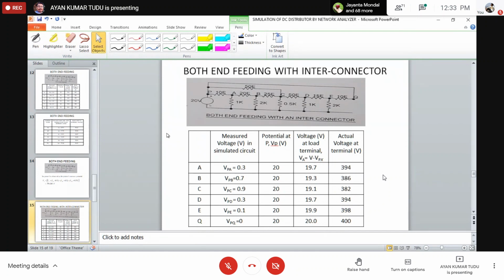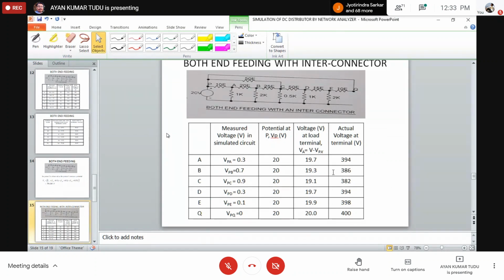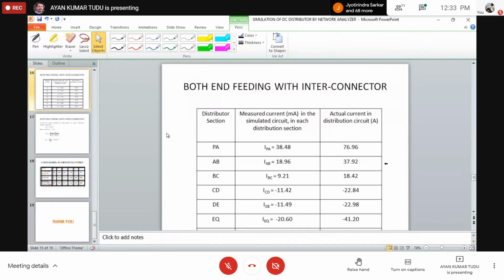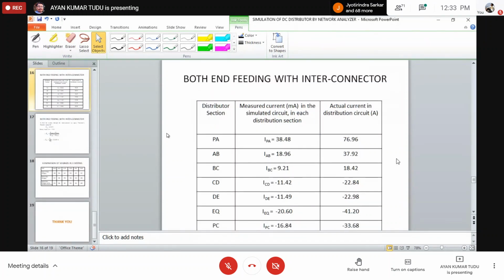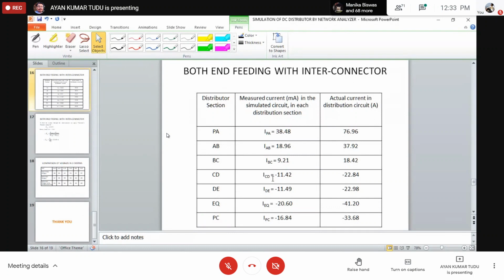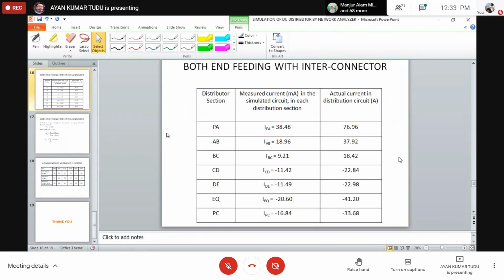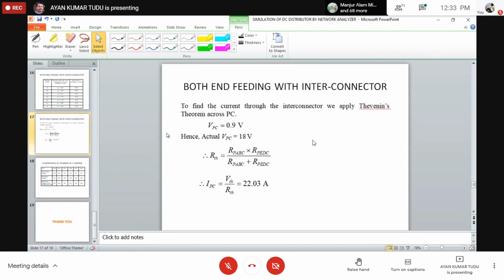Okay, the voltage drop in each of the sections, at each of the terminal points, would be improved. Let us see that. Here also, in this both end feeding with interconnector, we'll be measuring the current. Here also we are seeing that point C is the minimum potential point, and we are seeing these values.